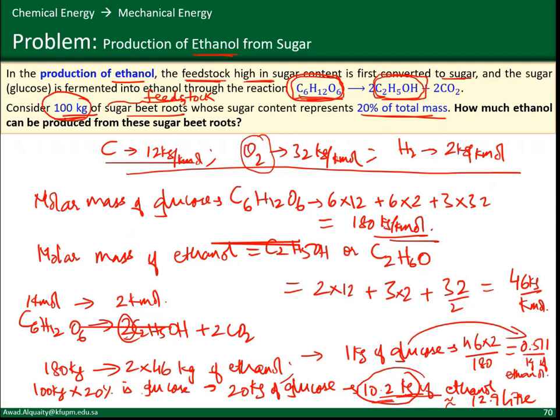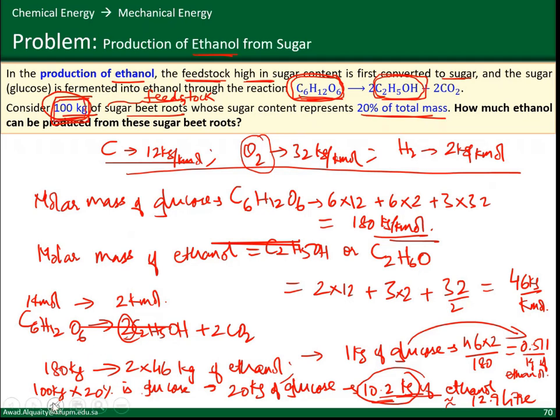which means that 100 kilograms of sugar beetroots will give us about 10.2 kilograms of ethanol. But let's say you have another feedstock with a higher sugar content, maybe 30% of the total mass. Then it will give you a much higher amount of ethanol from the same mass of feedstock. This is why we always say that if you want to pick a feedstock, you have to make sure it has high sugar content, because for the same mass of feedstock you are able to produce more ethanol.